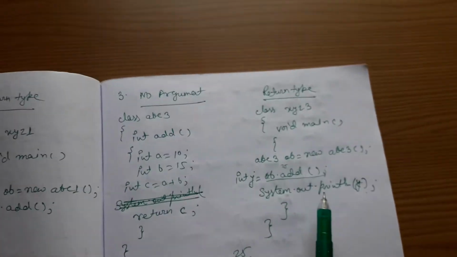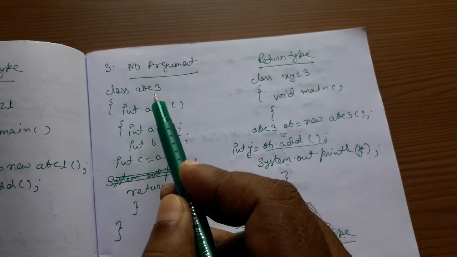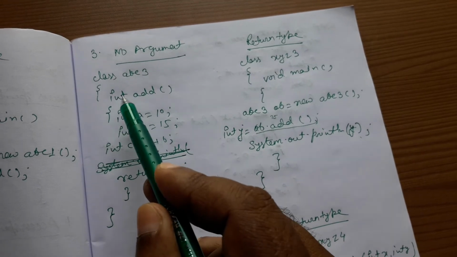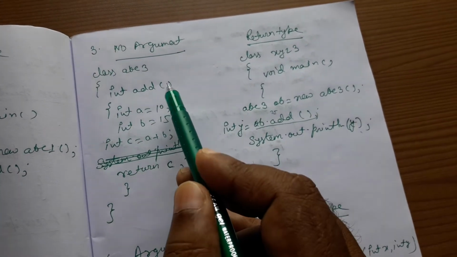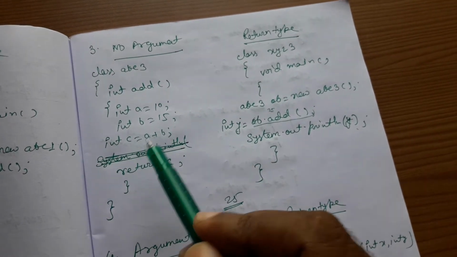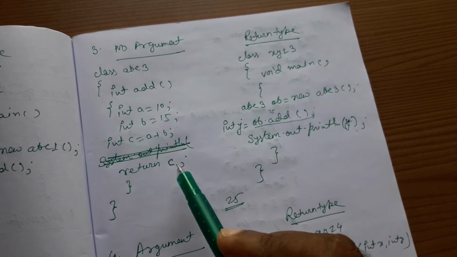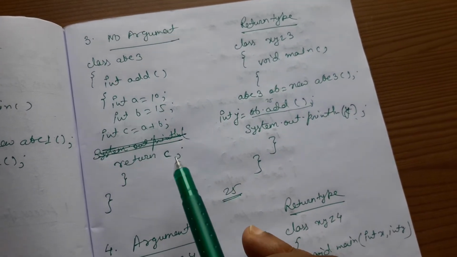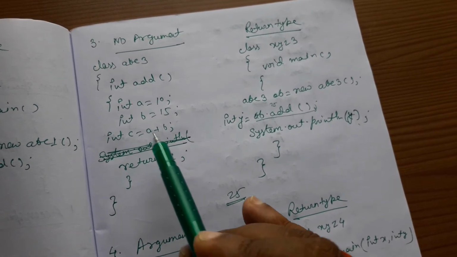Next one, that is called no argument but return type will be there. So class abc3, int add, because if we take void we cannot return any value, so we will take int add. int a equals 10, int b equals 15, because we don't have any arguments, parameters, here. So we have taken int c equals a plus b, and then return c. If we are taking int here, then an integer type value we have to return. So c is integer, so it is returning a value.